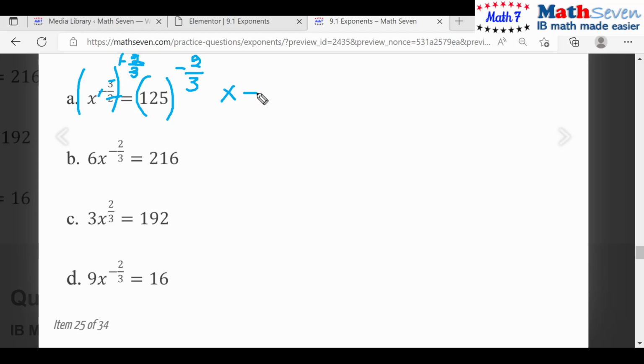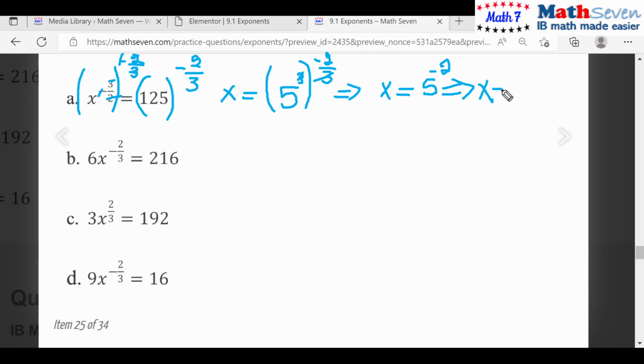X equals. What's 125? It is basically 5 to the power of 3, all to the power of minus 2 over 3. So 3 and 3 cancel out. That means x is equal to 5 to the power of minus 2. What's 5 to the power of minus 2? اللي هو x equals 1 over 25. هاي أول part.